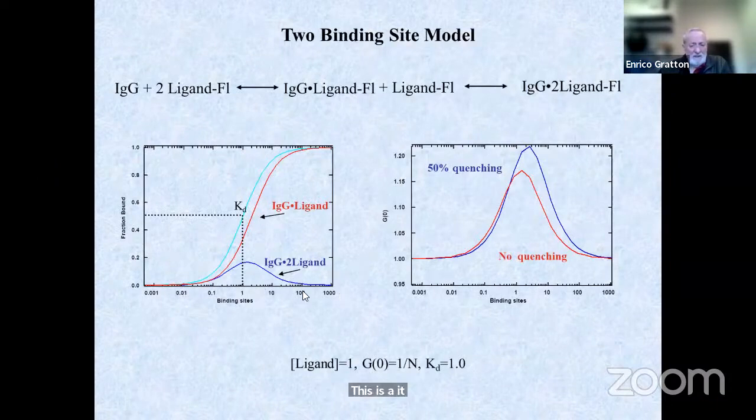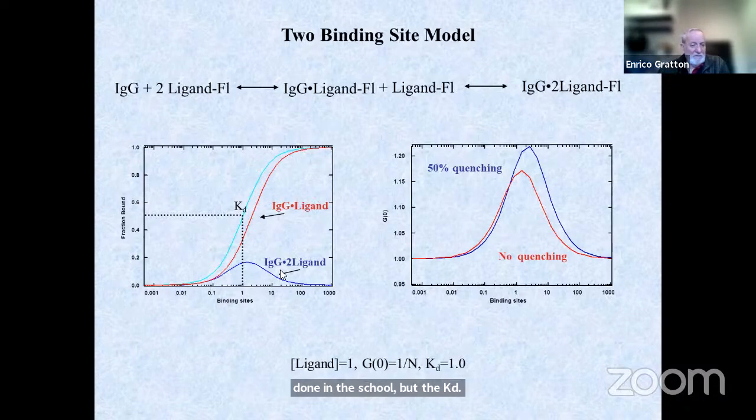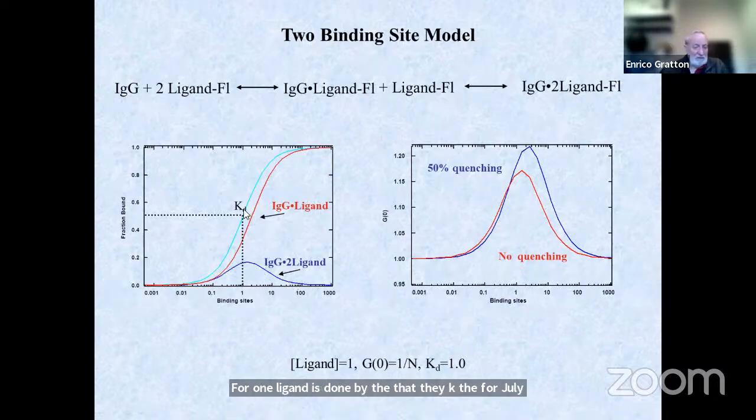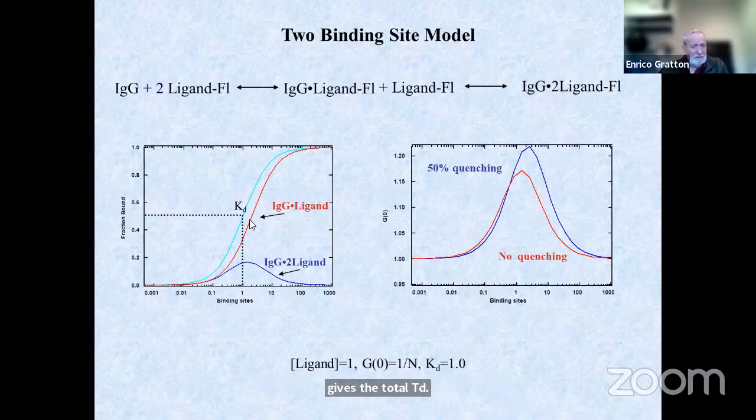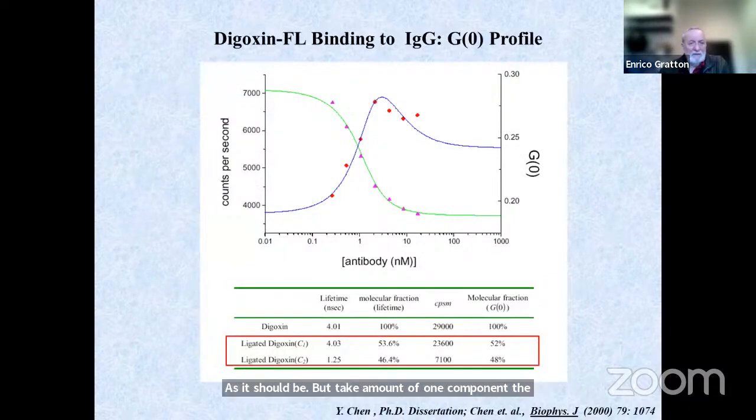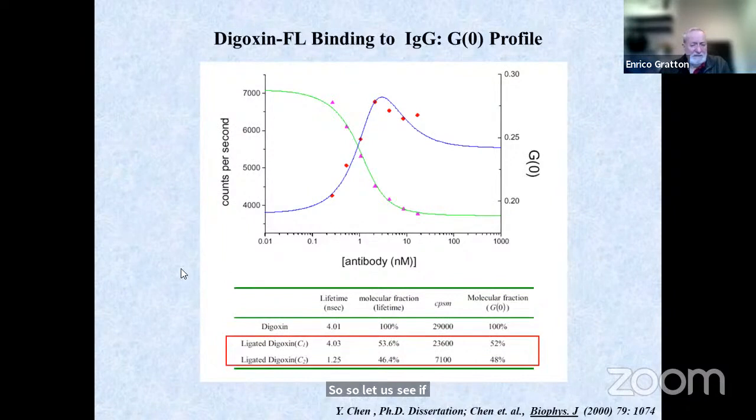And let us see how that is done. So the KD for the reaction is done in that group, but the KD for one ligand is done by the other group, and the KD for two ligands is done in the other group. So the sum gives the total KD as it should be, but the amount of one component and the other component needs to be taken into account. So let us see if we can get a better understanding of that.